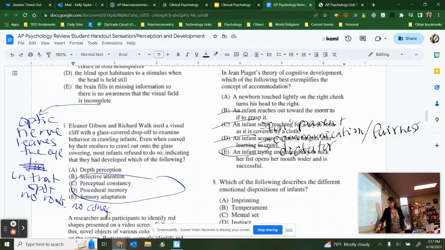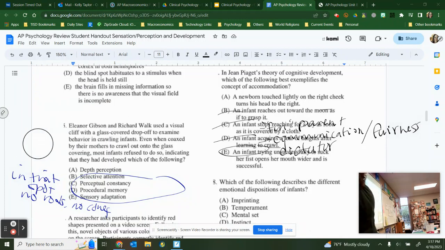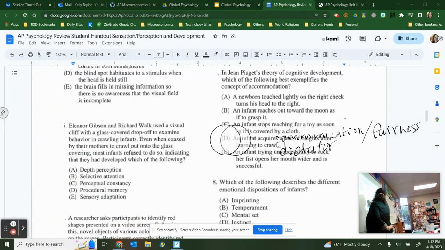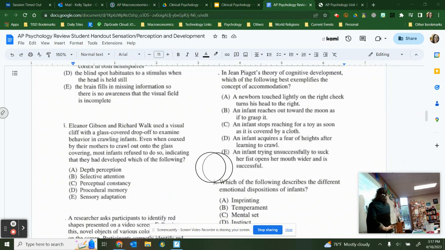Okay. Moving down. Let's do the Jean Piaget one over here. So Jean Piaget's theory of cognitive development, which of the following best exemplifies the concept of accommodation? Do you recognize this question? Yes. It was on the mega quiz from when we got back from spring break. Does anyone remember what the answer was? It's the first one.